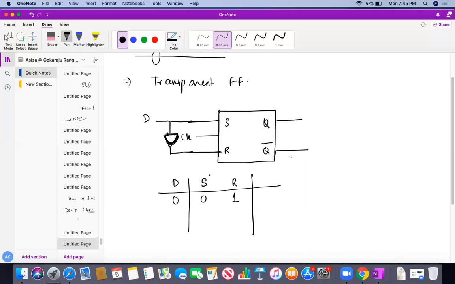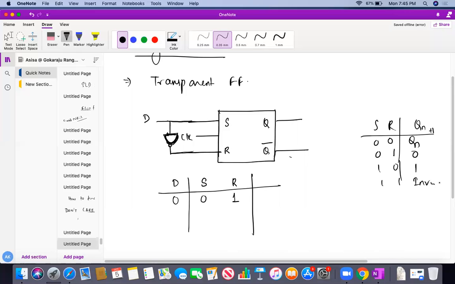So for the SR condition 0, 1, what is the SR flip-flop truth table? Qn plus 1: for SR 0, 0, it gives the previous output. 0, 1, it will just reset. 1, 0, it will just set, and 1, 1 is invalid, meaning don't care. So if S and R are 0, 1, what will I get? Qn plus 1 is 0.